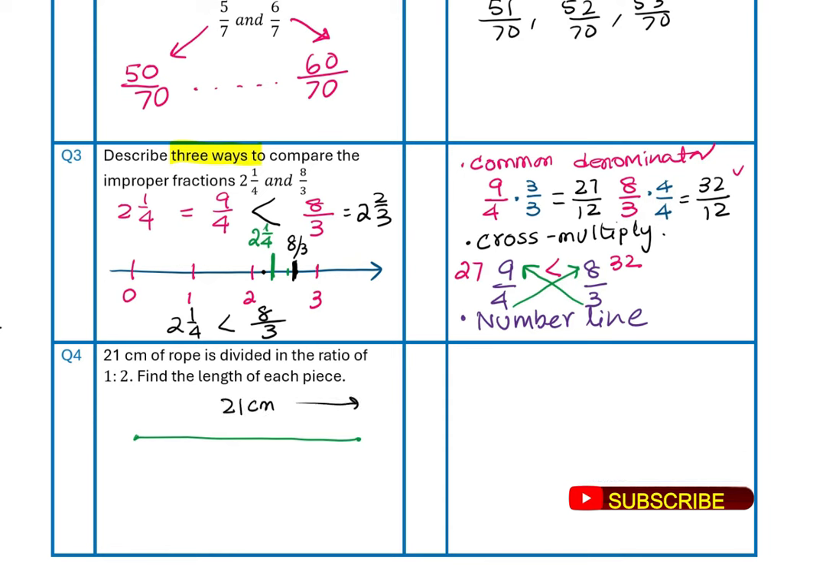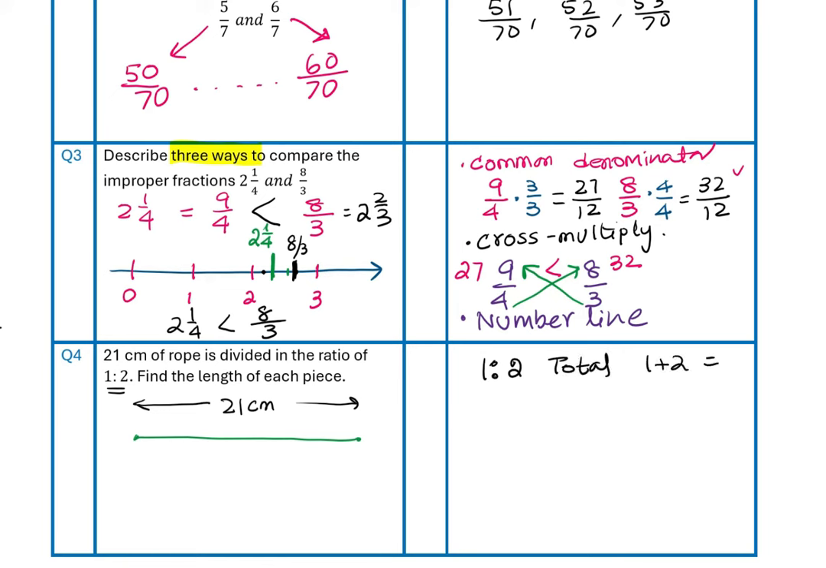Perfect. We want to divide in the ratio of 1:2. How are you going to solve it? Well, the ratio is 1:2, right? So what is the total? 1 plus 2 is actually 3, right?